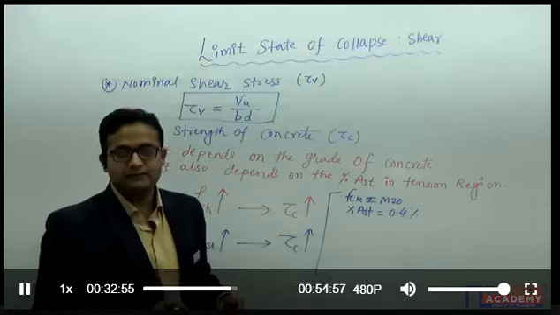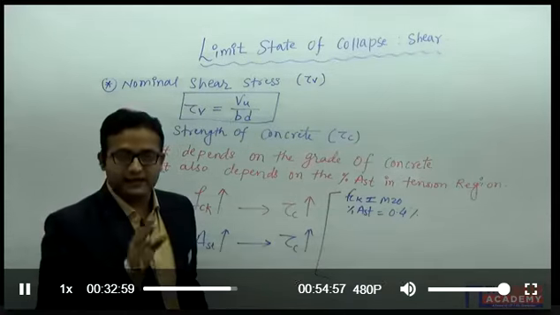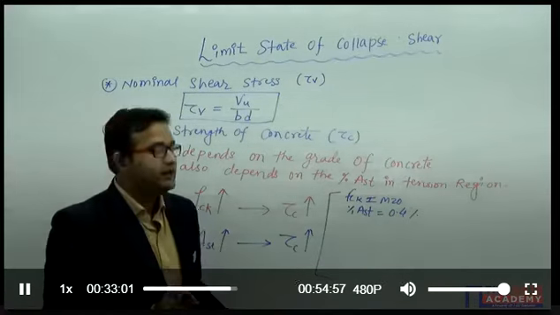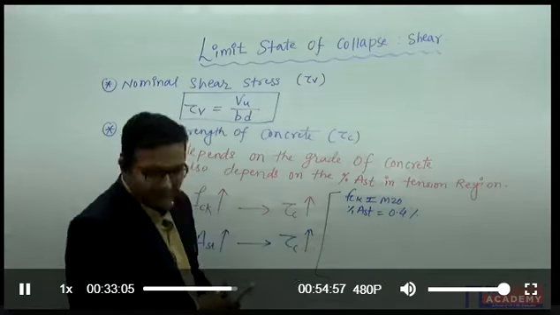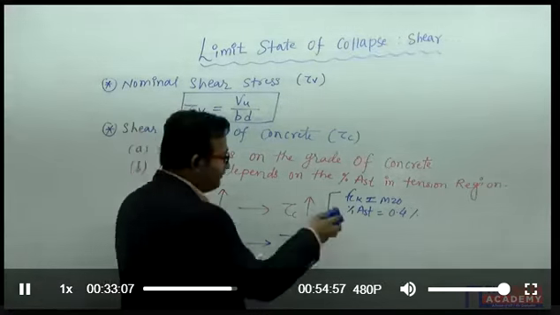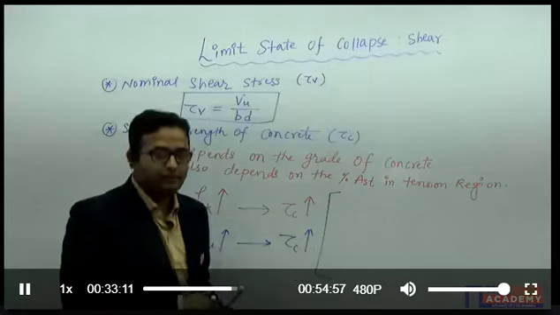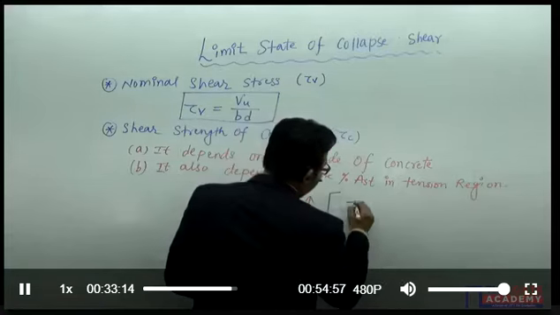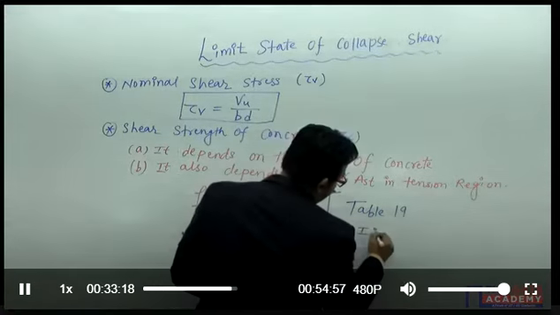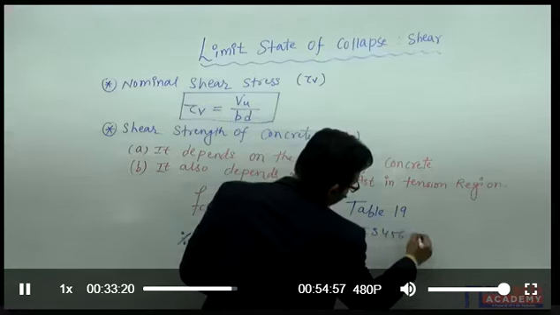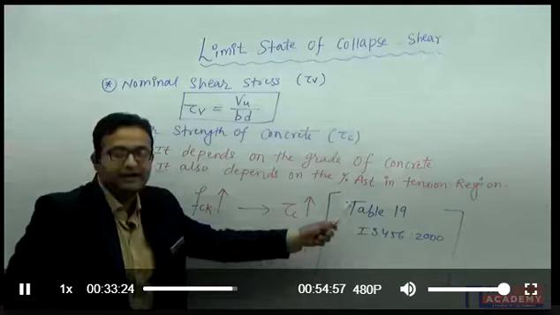In the exam, if the question comes from this chapter, definitely they will provide the table or they will give the value of tau c directly. So depending upon the grade of concrete and the percentage AST provided in your beam, there is one table in IS 456, table 19. We can take the value of tau c directly from table number 19.